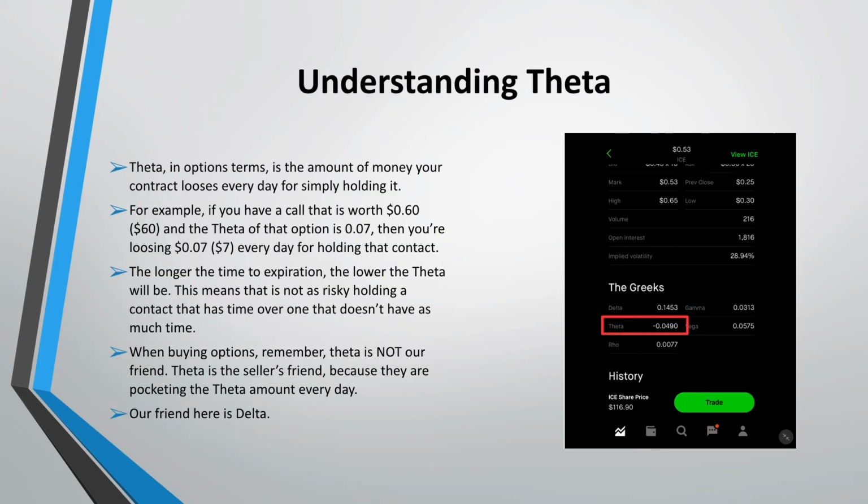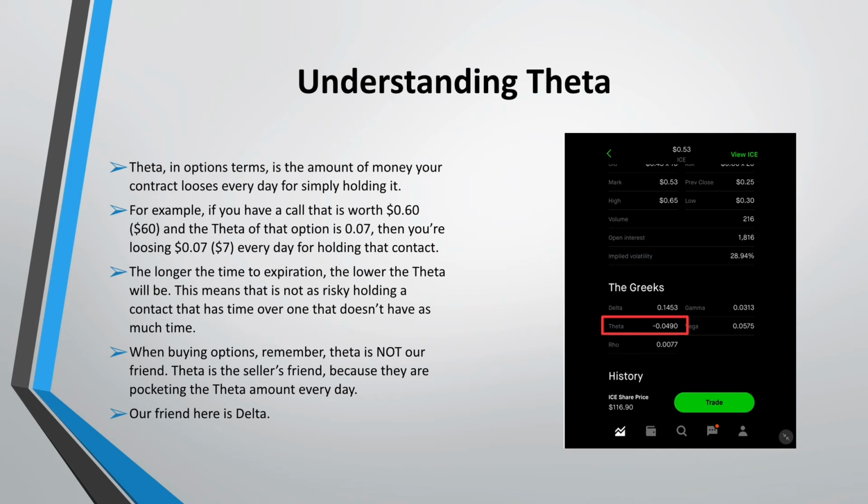All right, so now we'll be talking about option theta. Now, theta in option terms is the amount of money the contract loses every day for simply holding it. So it's just the amount of money that it loses every day for you holding that contract. For example, if you have a call that is worth 60 cents, of course, times 100, $60, and the theta of that option is 0.07, then you're losing 7 cents, 0.07 cents, or $7 in real terms every day for holding that contract. The longer the time to expiration, the lower the theta will be.